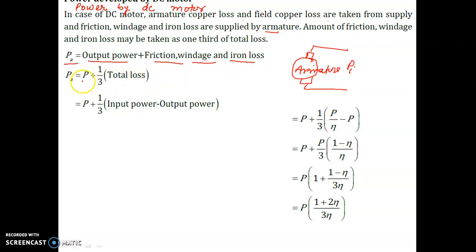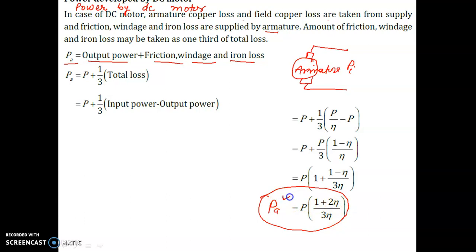So it is P, output power, plus 1/3 of total losses, and total losses are input power minus output power. This is P plus input power, that is output power divided by efficiency, minus output power. So P is taken common here. After solving this equation we will get this relation: output power is P multiplied by (1 plus twice efficiency) divided by thrice efficiency.